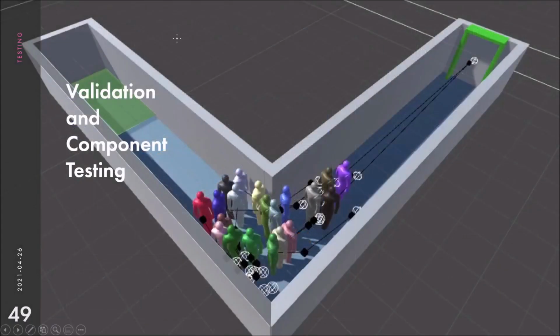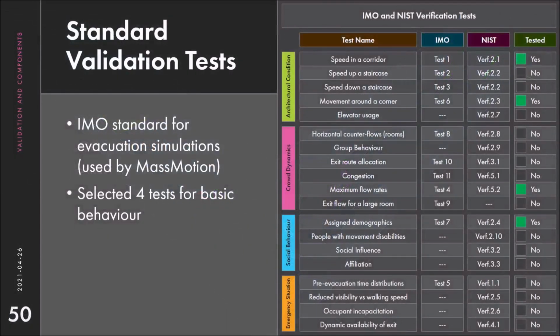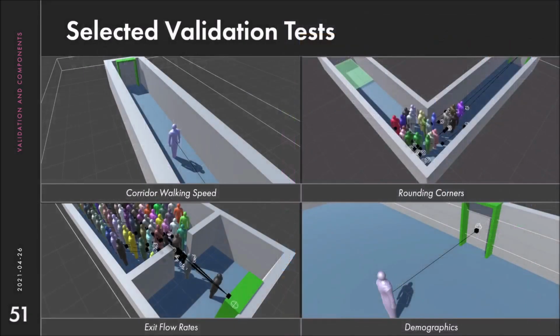Validation and component testing. The first set of tests involves verification and validation. I used an existing standard for evacuation simulations by the IMO and NIST, which is also used by Mass Motion. This covers about 19 tests related to components, crowd behavior, and evacuation. For this thesis, I only selected 4 tests that were relevant for basic agent behavior. These are corridor walking speeds, rounding corners, flow rates, and assigned demographics.